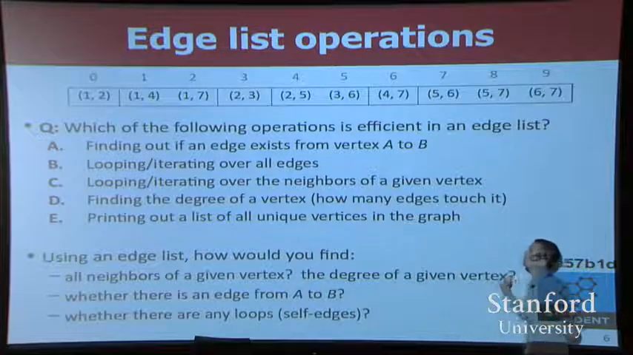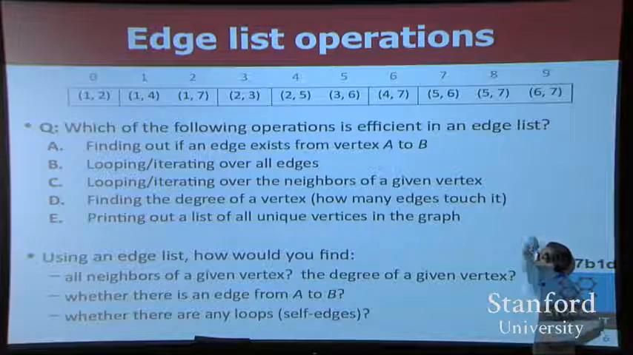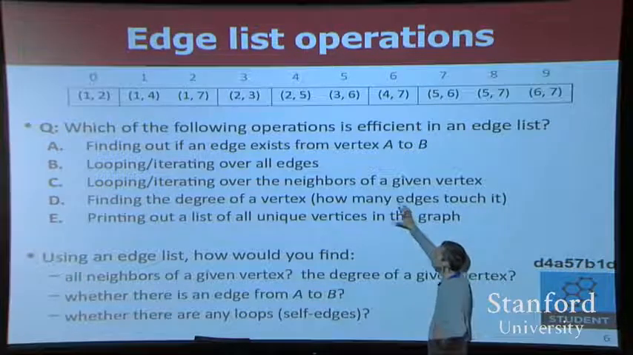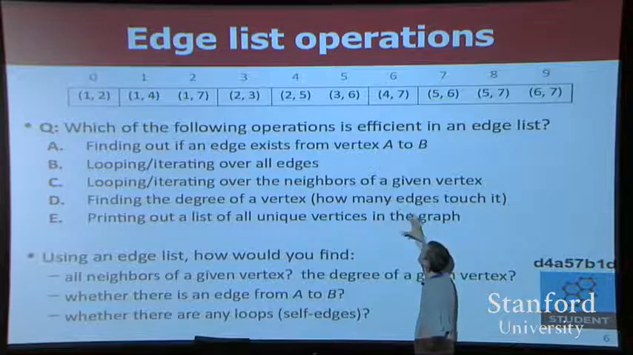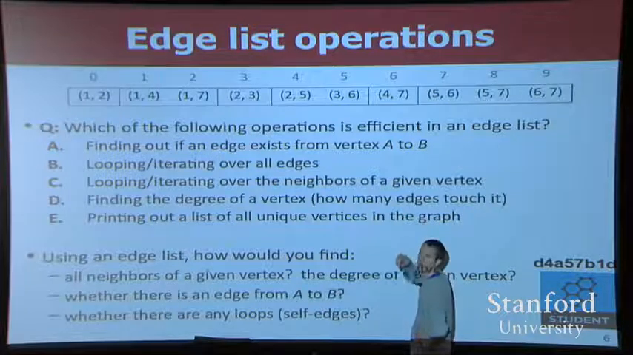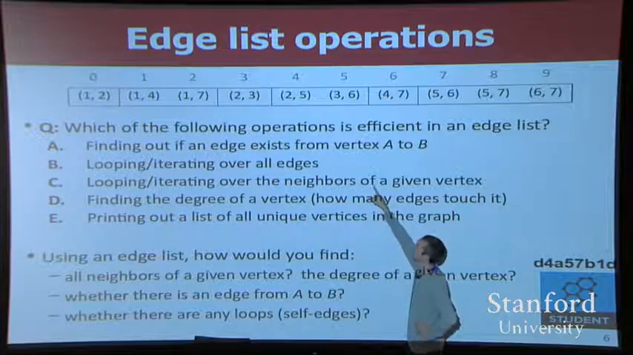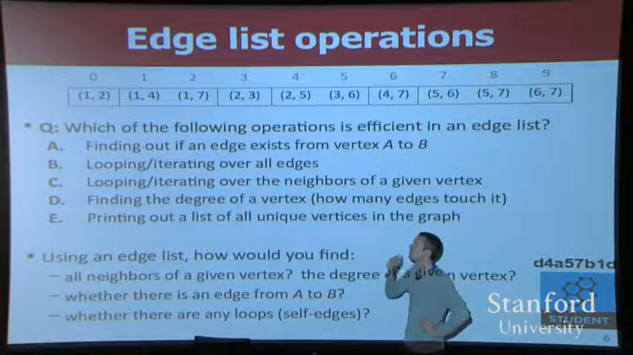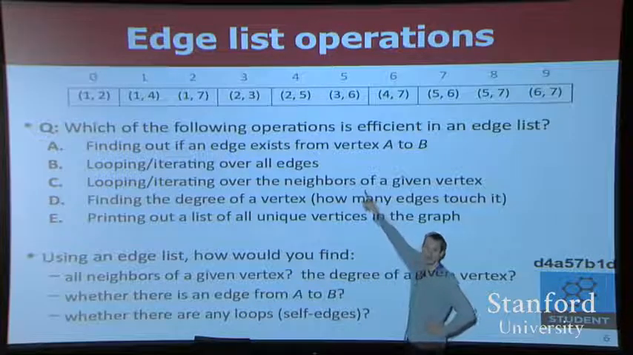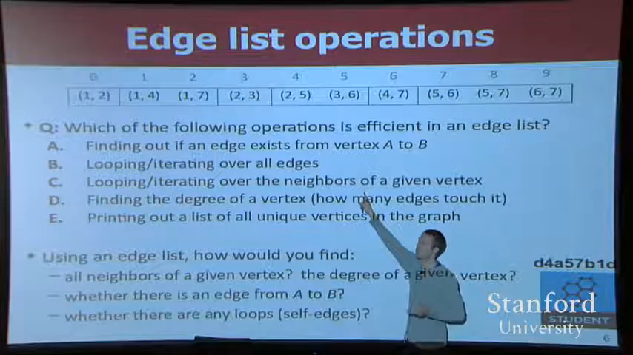I'm just asking you as a group, somebody kind of raise your hand and help me out here. What's the answer to this question then? Which operations are efficient? You said finding if an edge exists from A to B. Looping, iterating over all the edges, pretty good. Looping over all the neighbors of a vertex, you just said that one's really bad, really slow, right?